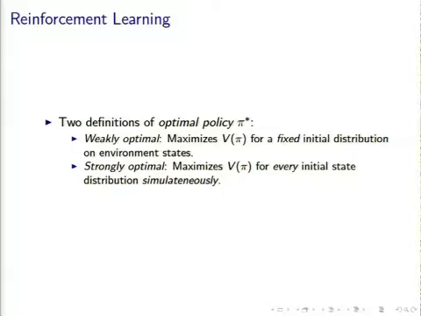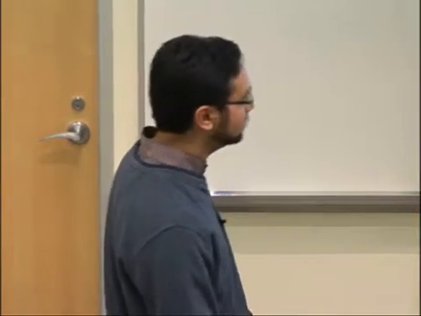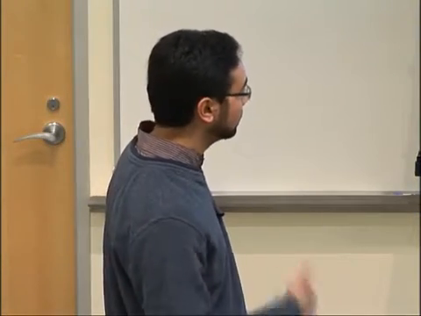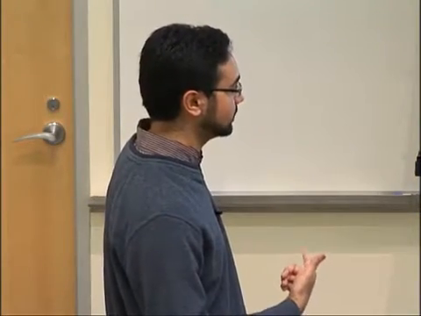Now there are really two definitions of an optimal policy, and sometimes the distinction is not made clear in papers that you read. A weakly optimal policy is one that maximizes the value for some fixed initial distribution on the states. And a strongly optimal policy is one that maximizes the value of the policy no matter what the initial state distribution is. So it simultaneously has maximum value at every state. So, weakly optimal and strongly optimal.